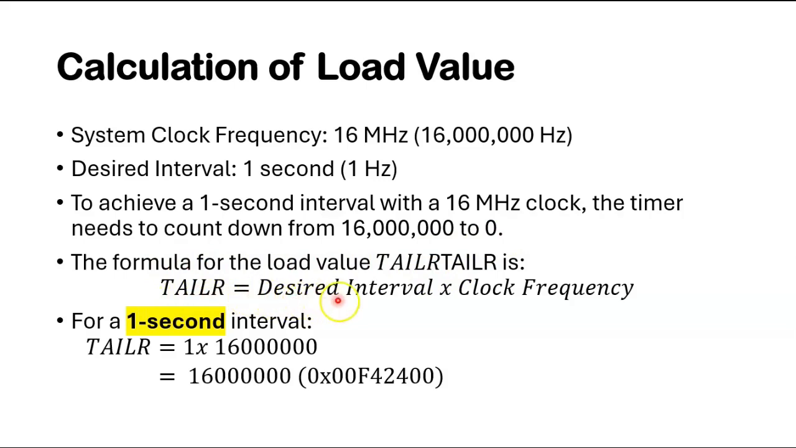So the formula adopted for this case is TAILR equals desired interval multiplied by the clock frequency. So the desired interval is 1. So we put 1 here, multiplied by the clock frequency, 16 million. That will give us 16 million. And if we convert this number, 16 million decimal, to hexa, you will get 00F42400 hexa.